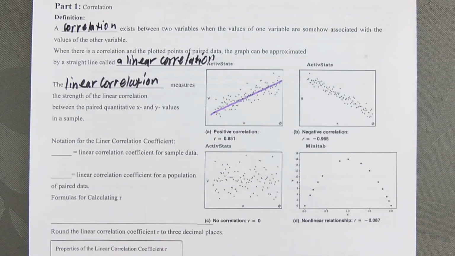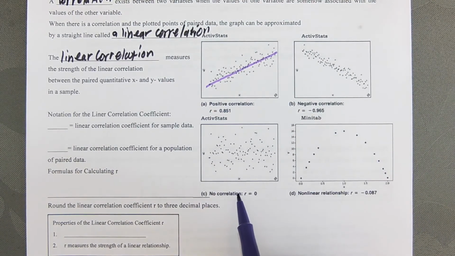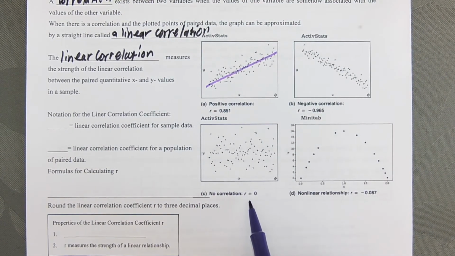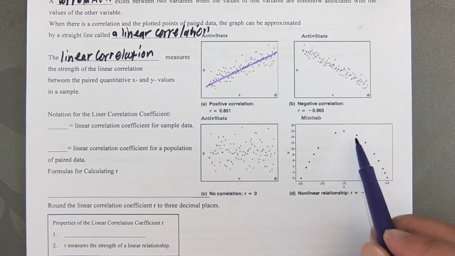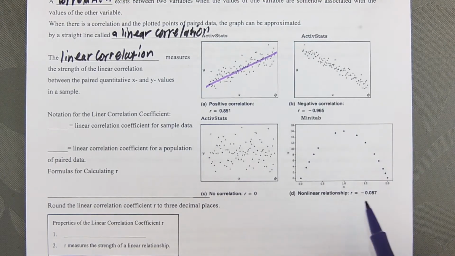For this graph, there is no correlation at all. So r is 0 in this case. And in this one, there's a correlation, but it's not linear. This is a parabolic, actually. And so we would not say that there's a linear correlation here.